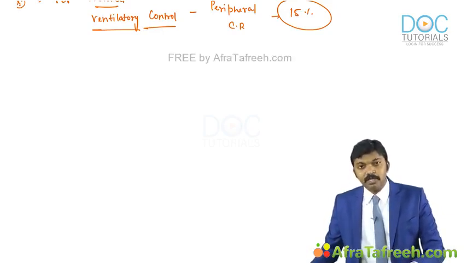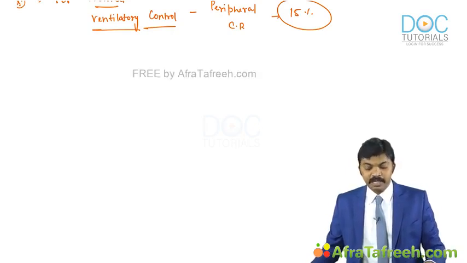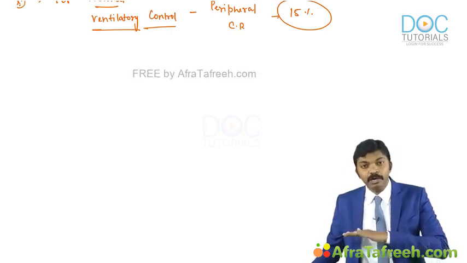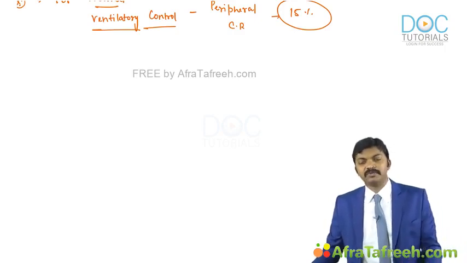Now, the carotid bodies are innervated by the glossopharyngeal nerve. The chemoreceptors in the carotid body have two kinds of cells, type 1 and type 2 cells, out of which type 2 cells do not have any innervation. Type 1 cells are innervated by the glossopharyngeal nerve.